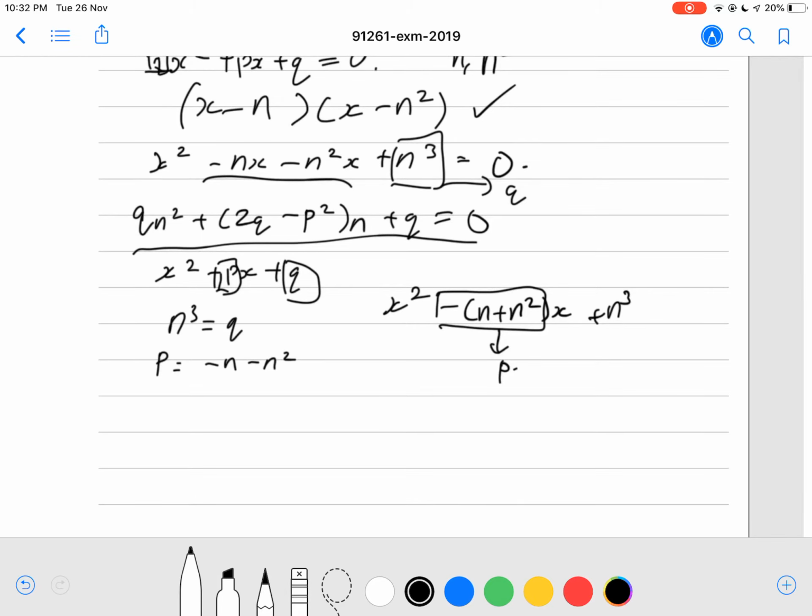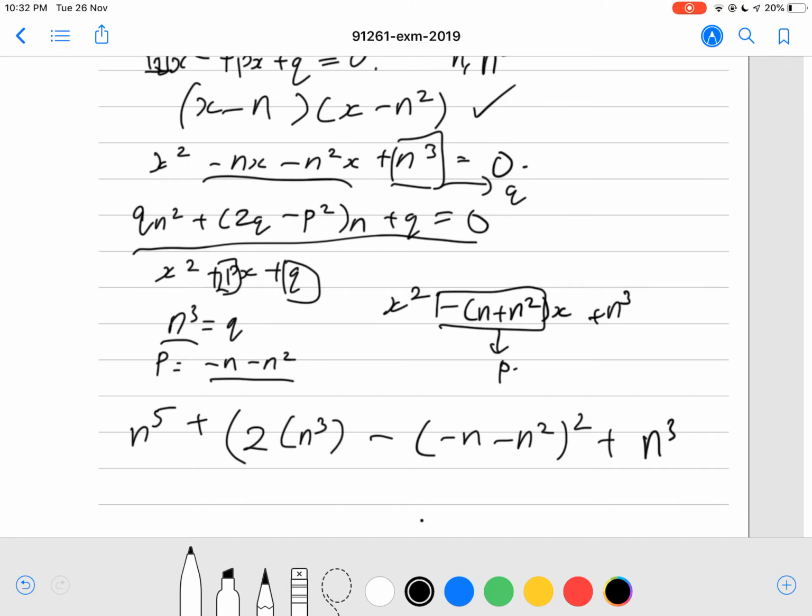So now this might make a bit more sense. qn squared plus (2q minus p squared)n plus q equals 0. Basically, we're going to substitute these n values into our equation and prove that it's equal to 0. So qn squared: n cubed times n squared, that's n to the power 5, plus 2q, that's 2 times n cubed, minus p squared, so negative n minus n squared, squared, plus q, so plus n cubed.